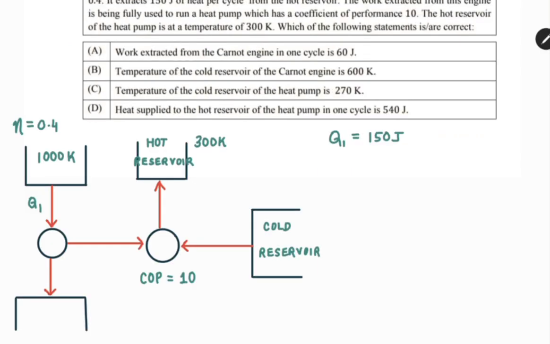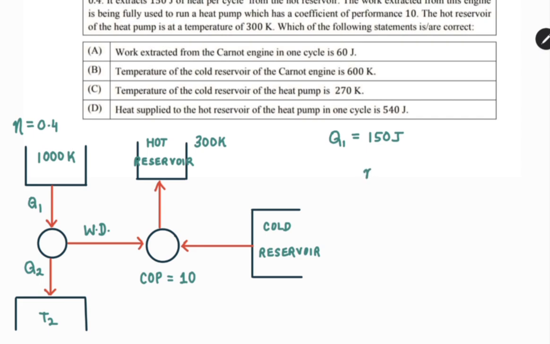So we can understand it diagrammatically like this. This is the temperature of the hot reservoir, 1000 Kelvin, and from here a heat Q1 is entering the system. This is the Carnot cycle which we have on the left side. Some work will be extracted from this system and it will dump the rest of the heat Q2 to the reservoir which is at a temperature T2. Now we are told that the efficiency of this cycle is 0.4 and the value of Q1 is equal to 150 joule. So let us perform the first set of calculations.